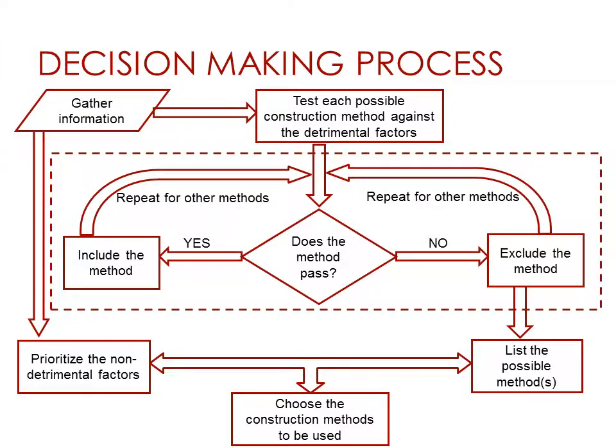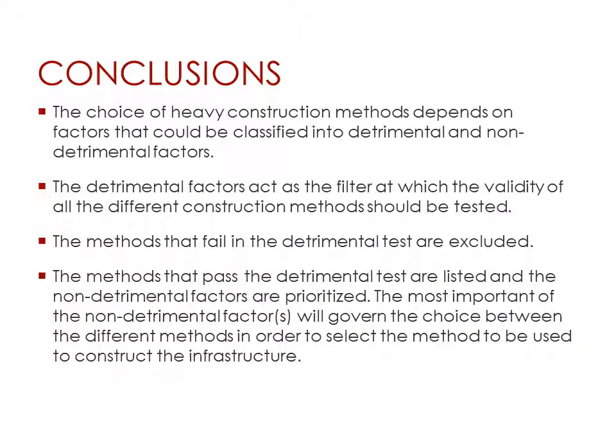So in conclusion, the choice of heavy construction methods depends mainly on factors that could be classified into detrimental or non-detrimental. The detrimental factors will filter out the validity of the construction methods. Then the non-detrimental factors will be issues of favorability, prioritizing one method rather than the other depending on your priorities.